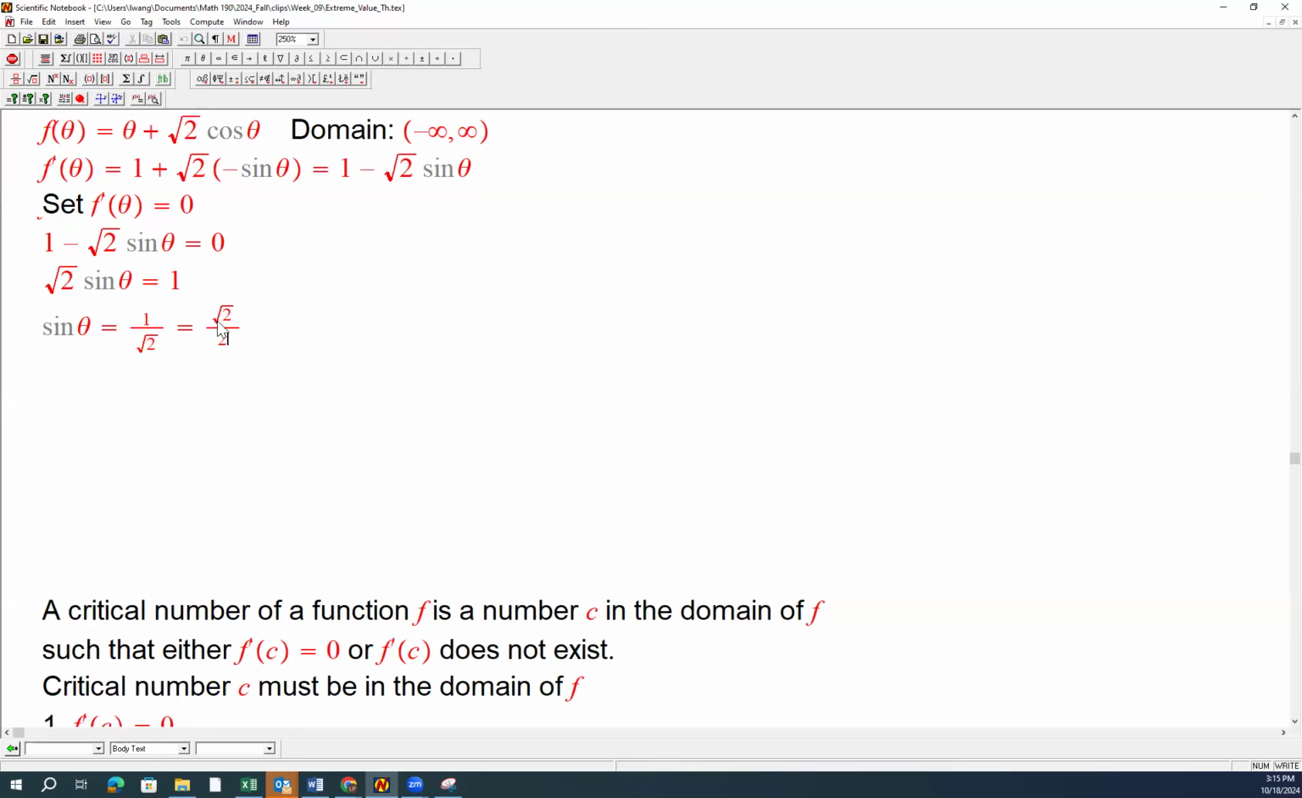You're going to have lots of critical numbers. Be careful. You're not just going to have one. We have a lot of critical numbers. So what are the angles such that sine theta equals root 2 over 2? Those terminals would be in quadrant 1 and quadrant 2, right?